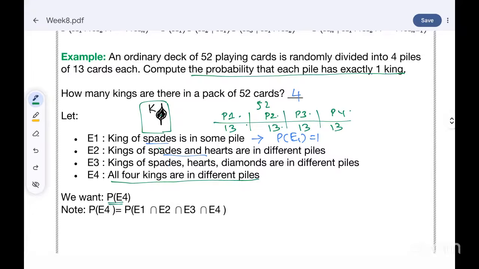But there is something to note. What does P of E4 represent? P of E4 is equal to P of E1 intersection E2 intersection E3 intersection E4. How many of you can understand this? Why is P of E4 equal to all this? Is it making sense? Is it making sense why it is equal?